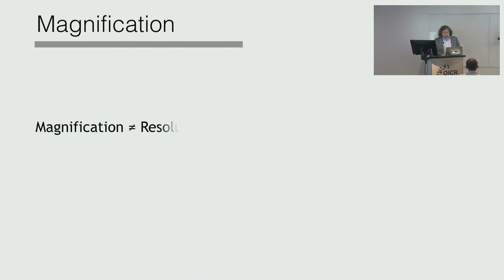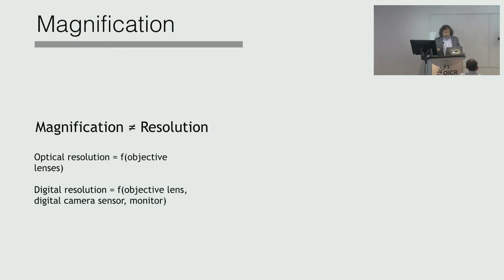So magnification is not resolution. That may be obvious, but we have to emphasize it at least for the digital case. The optical resolution is a function of the objective lens, whereas the digital resolution is a function of multiple factors: the objective lens of the camera, the sensor of the camera, and of course the monitor. The monitor is something new. The monitor has not been there. So what is the effect of that?